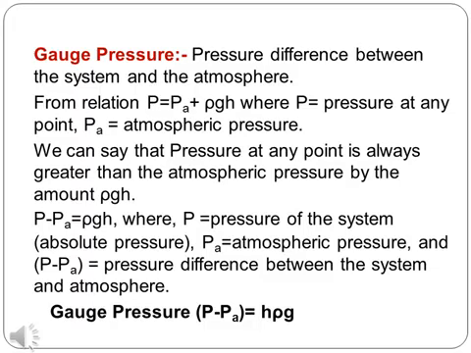From the expression P is equal to PA plus h rho g, where P be the pressure at any point and PA be the atmospheric pressure, we can see that pressure at any point is always greater than the atmospheric pressure by the amount h rho g. Then P minus PA is equal to h rho g, where P be the pressure of the system, PA be the atmospheric pressure, and P minus PA be the pressure difference between the system and the atmosphere.